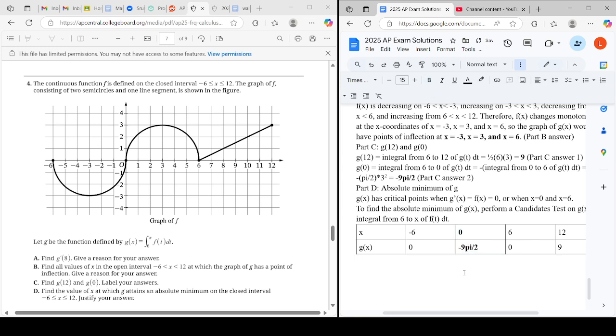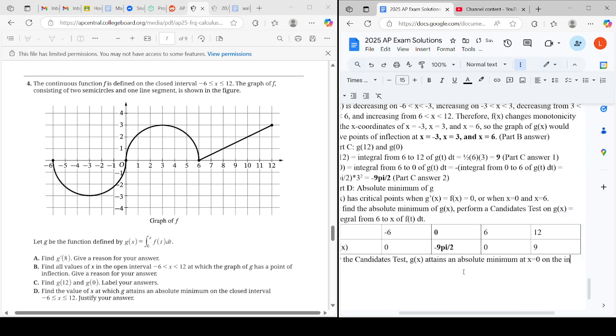So we do this and say, therefore, by the candidates test, the graph of g, we'll just say g of x attains an absolute minimum at x equals 0 on the closed interval negative 6 to 12. That's the part D answer.